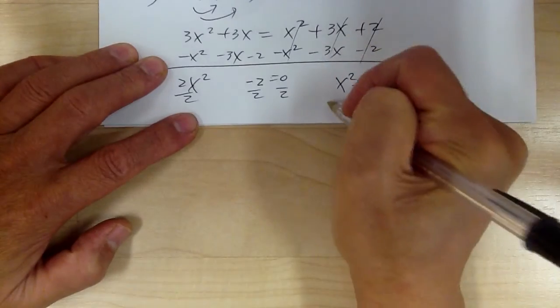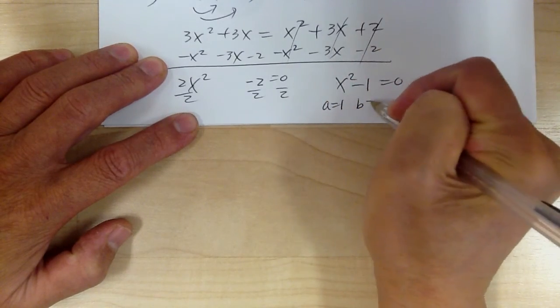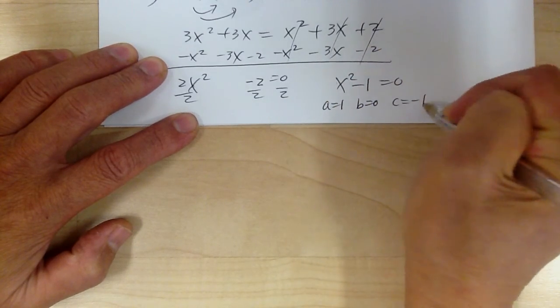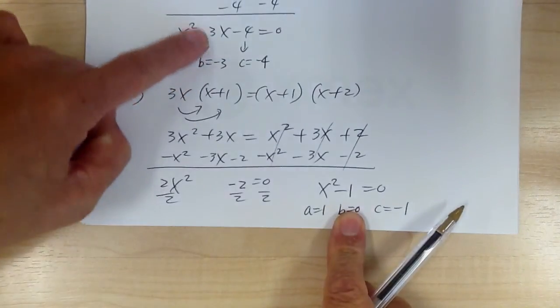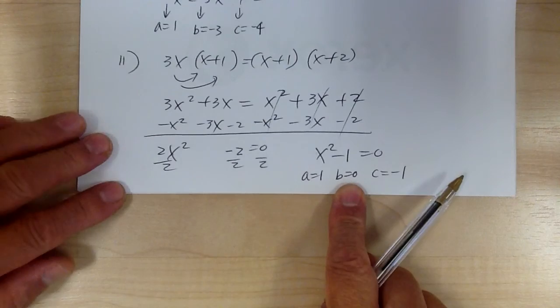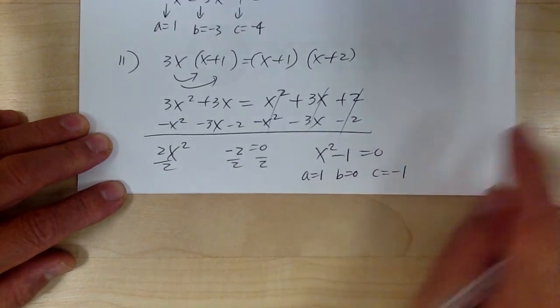So in this case, your a is equal to 1, b equal to 0, c equal to negative 1. Again, b is for the x term. See over here? That's not x, so it equals 0. Okay, so that's your a, b, and c.